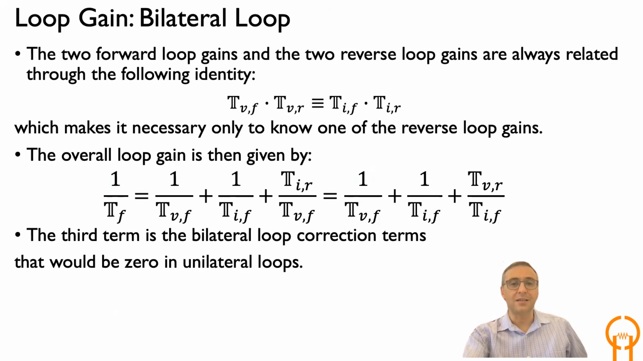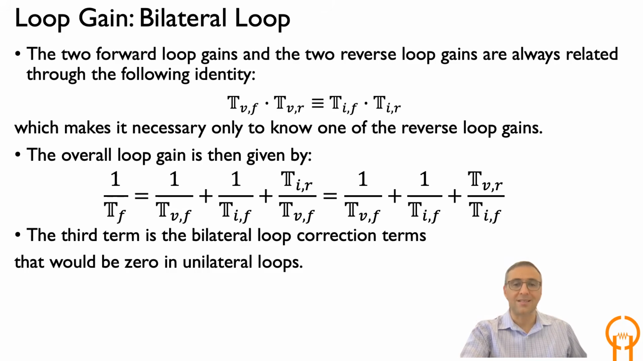If you calculate these 2, one of the interesting things that you can show is that there is a general relationship between the forward and reverse loop gain. Basically, the product of the forward and reverse voltage loop gain is the same as the product of the forward and reverse current loop gains. This identity is very useful because it allows you to calculate the full loop gain in a bilateral loop by using the same equation that we had.